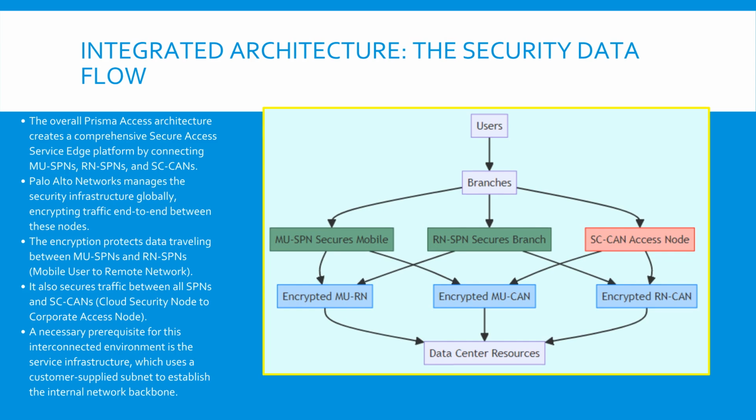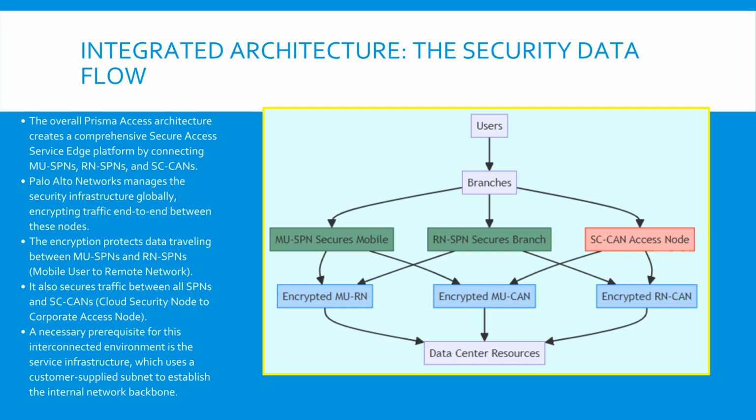The architecture seamlessly integrates mobile user SPNs, remote network SPNs, and service connection corporate access nodes to provide secure connectivity everywhere. The infrastructure uses a special internal service infrastructure, which requires you, the customer, to supply a subnet. This subnet is used internally by Prisma Access to create the network backbone for communication between all your remote locations, mobile users, and service connections.